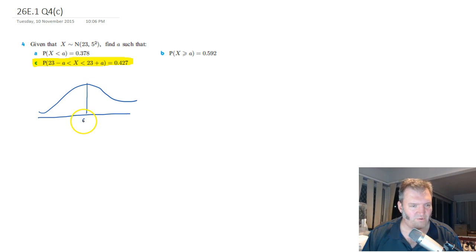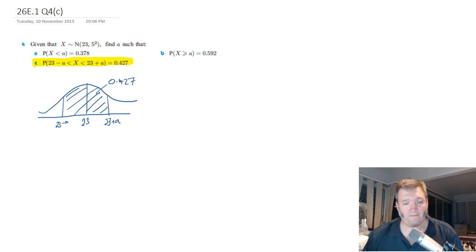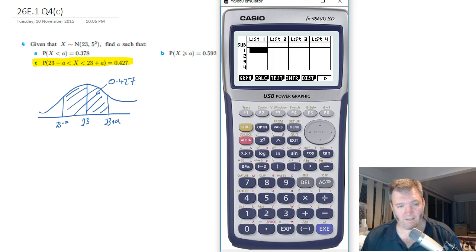That's not a particularly beautiful looking one, but here's 23, which is indeed the mean. 23 take A will be somewhere here. That's probably a bit too far, but that's alright. And 23 plus A is there. The important bit is that we understand it's symmetric about that mean value of 23. And we're told this area is 0.427. So great. How do we do that on the calculator?